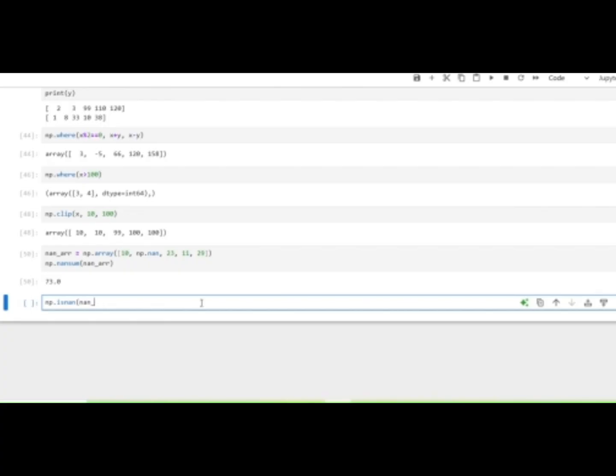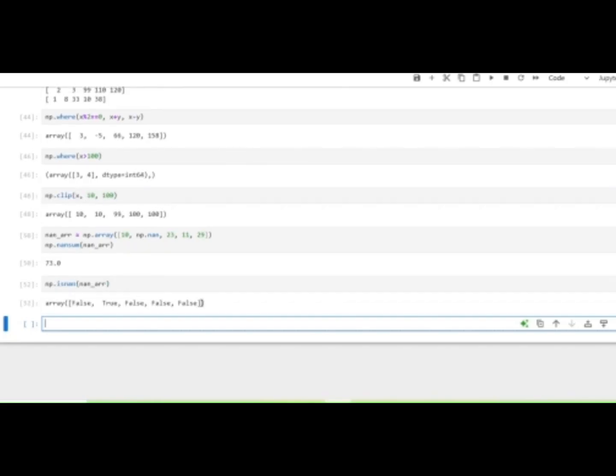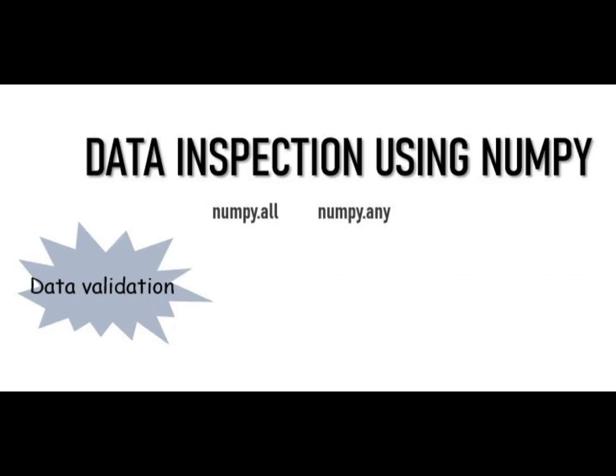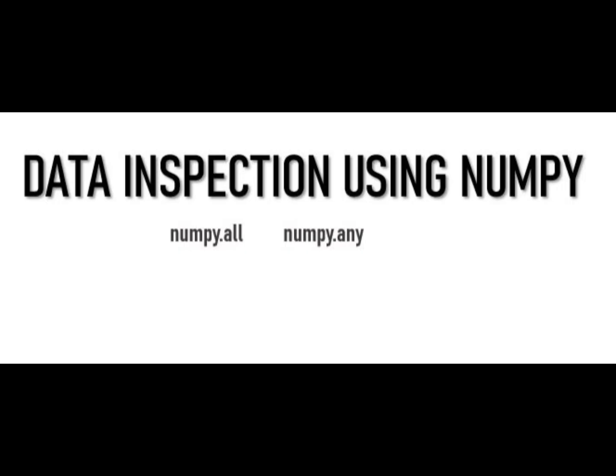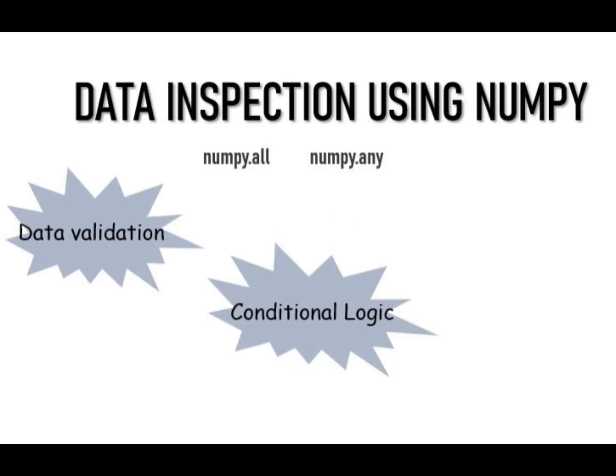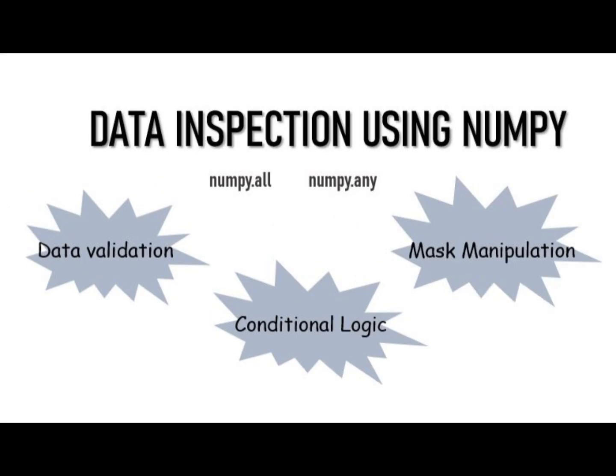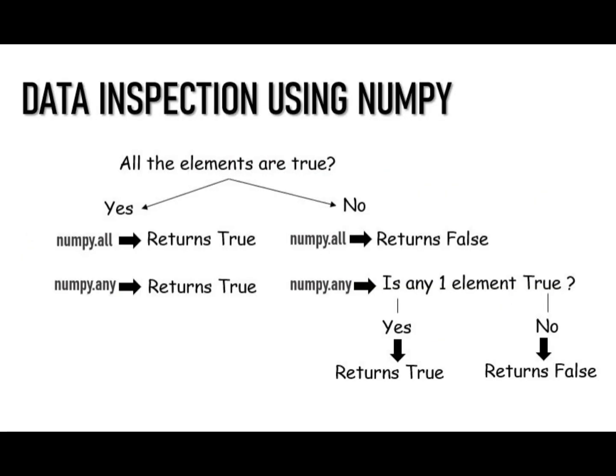In fact, apart from just nan, you can amplify your data probing game using logical evaluation functions numpy.all and numpy.any, which are often used for data validation, conditional logic, mask manipulation, and so on. NumPy.all evaluates to true if all the elements of an array or a dimension of an array, like if your array is multidimensional, if you like to check the data for a specific dimension. So if all the elements evaluate to true, it will return true, else it will return false.